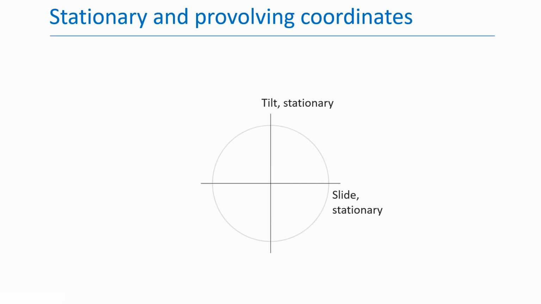We need to consider 2 different coordinate systems. First, there's the stationary coordinate system, which is fixed in space. This is by far the more intuitive one because we observers live and perceive in stationary space. We can visualize stationary slide and tilt as a set of 2 orthogonal axes. In this case, orthogonality signifies that slide and tilt are like a function and its Fourier transform. They are dual to one another like 2 complementary observables.